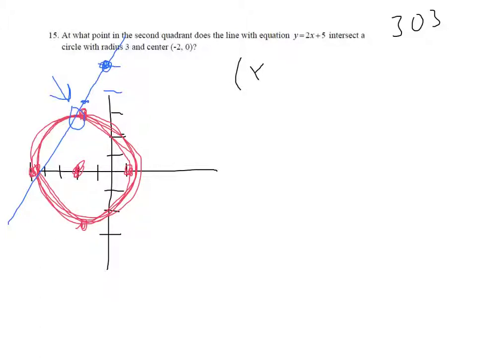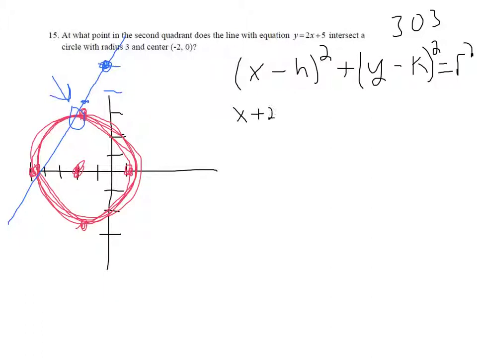Now you've got to remember that the general form for the equation of a circle is you take x minus the x coordinate of the center and then square it, plus y minus the y coordinate of the center squared, equals the radius squared. So I can write x plus 2 squared, because it's a minus 2, plus y minus 0 squared, it'll just be y squared, and that equals the radius squared. The radius is 3, so the radius squared is 9.